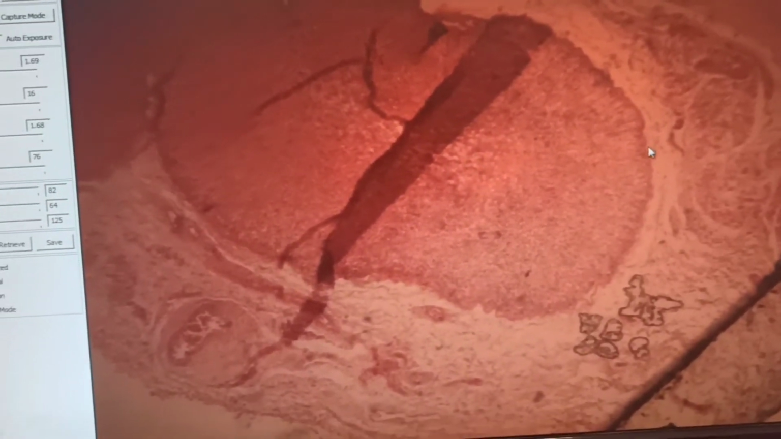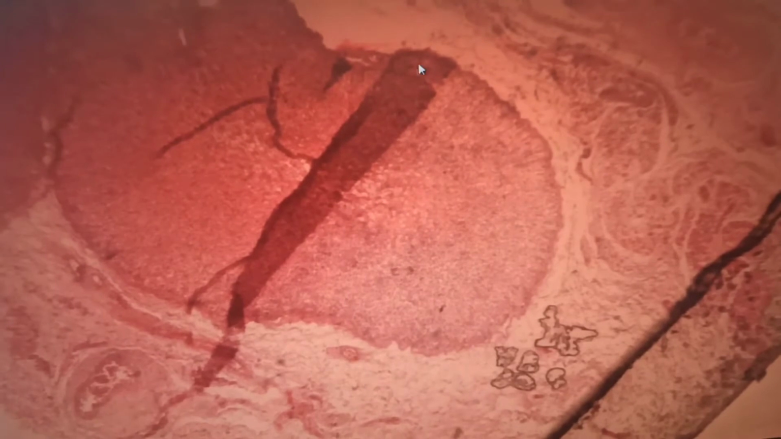I think this is not a great slide. This is the capsule. This is the cortex and this is the medulla, and this is an artifact, don't care about it. These parts are glomerulosa. This is fasciculata, and this part that has dense cytoplasm is zona reticularis. And in this part we have the medulla.